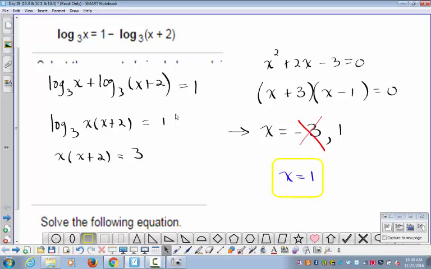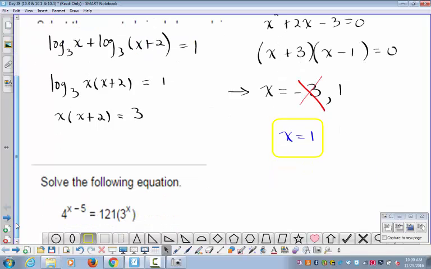Okay. So the check is simply, does that x value cause the inside of any of the logs to be less than or equal to 0? If we plug in negative 3 here, then we're taking log base 3 of negative 3, which is not allowed. If we plug in negative 3 here, we're taking log base 3 of negative 1, which is not allowed. Okay. Does that make sense? Yeah, that makes sense. Perfect sense? Yeah. Excellent. That's our goal.